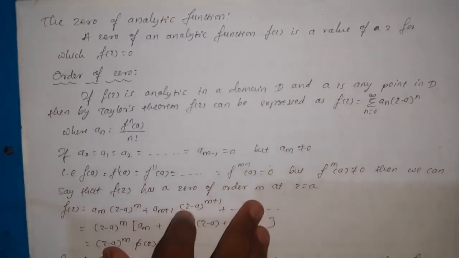Now in this class, let's start with the new topic of the third unit, that is zero of an analytic function and singularities of the analytic function and types of singularities. So first let us discuss the definition of zero of an analytic function.